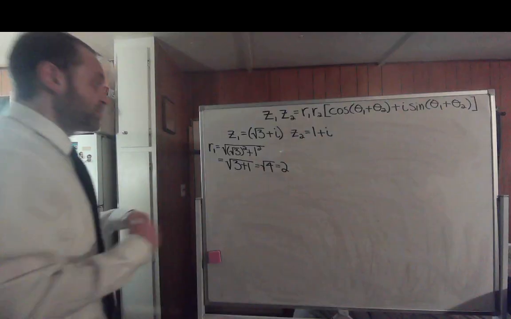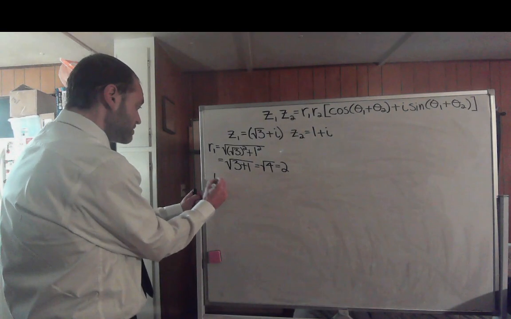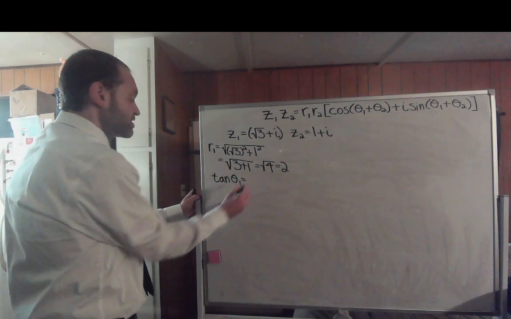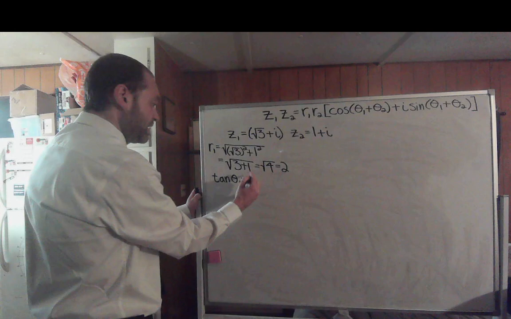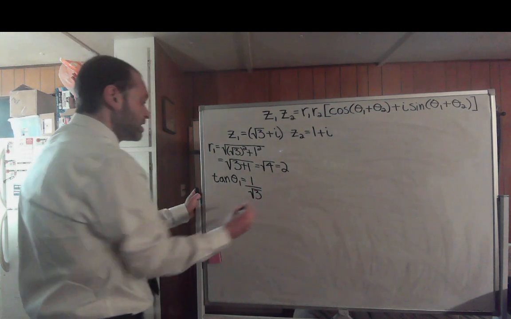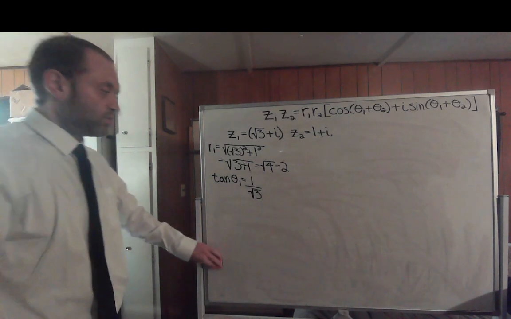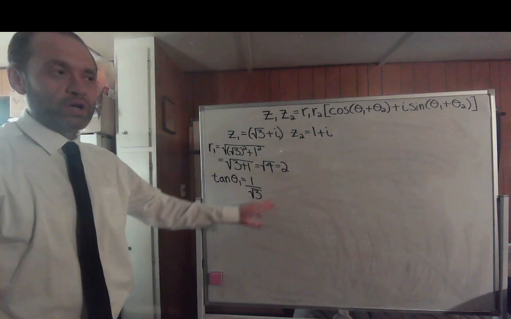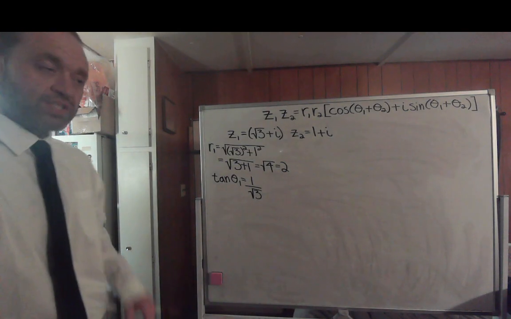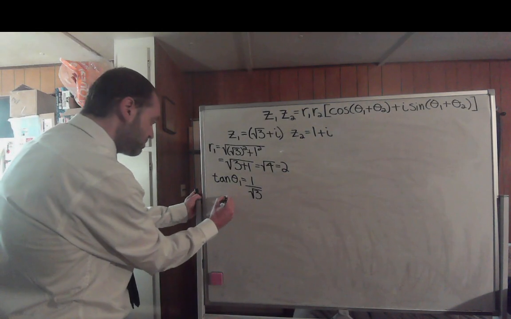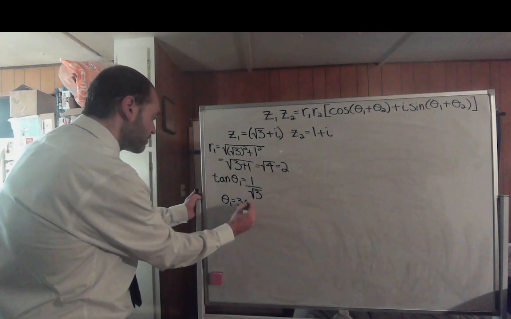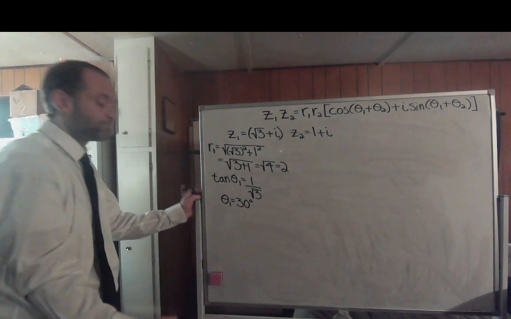Now let's find theta sub 1. So the tangent of theta sub 1 is going to equal my b over a, so that'd be 1 over the square root of 3. Well, what angle gives me a tangent of 1 over the square root of 3 in the first quadrant? That's going to be 30, right? So that means theta sub 1 is going to be equal to 30 degrees.